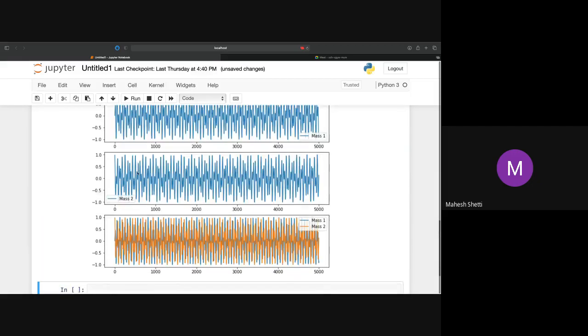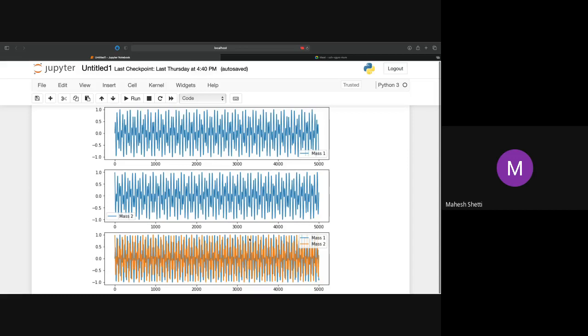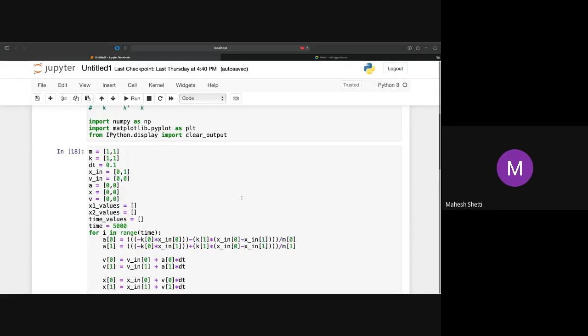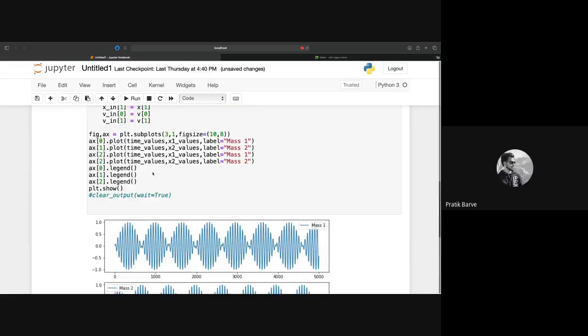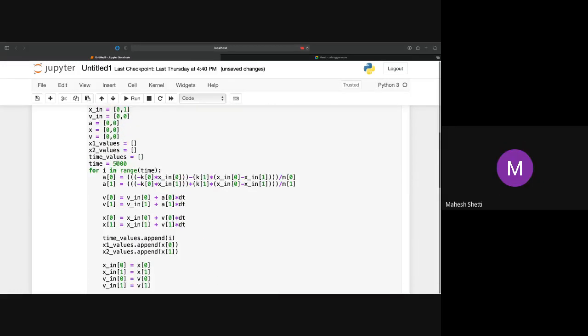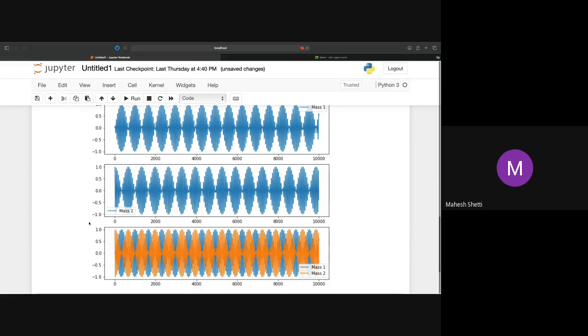Okay, now this is mass 1, mass 2, and this is both combined. Now let us do one thing. Make k prime very small, like earlier, say 0.1. Have you made that 0.1? Yeah, and make time 1,000. Oh, time also 1,000. Okay. 10,000. Sorry, 10,000. Run this once, and then I will suggest one change.